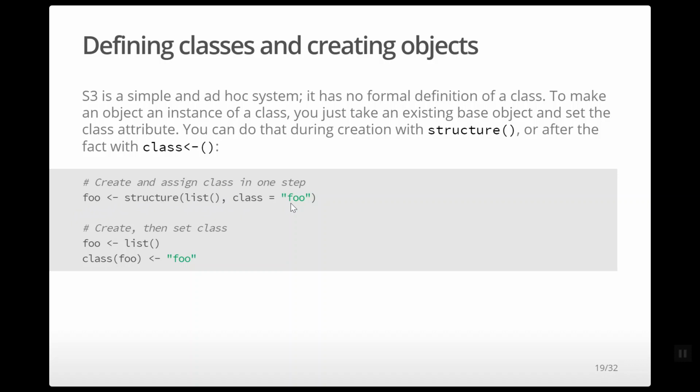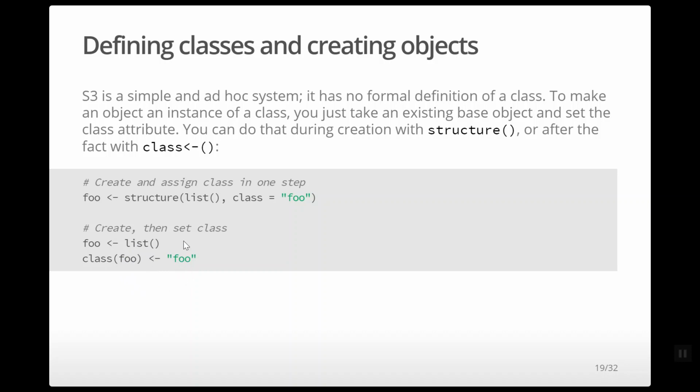Or, even easier, you just create your empty list, and then after the fact, say, you know what? I'm going to change the class of this thing from list, a base type, to class foo. Okay? So that's it. That's all it takes to define a new class.